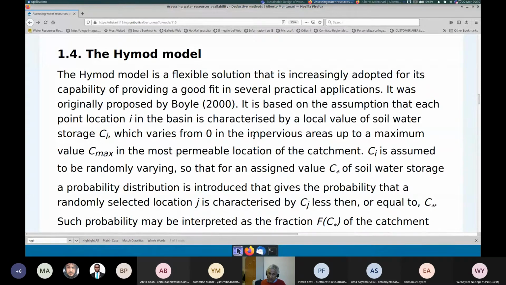But given that Imod has some more complexity, and it is something that requires a lot of attention, I would prefer, before Imod, to focus on the topic of how can I calibrate the parameters of a model? This is another question which I would like to focus on.